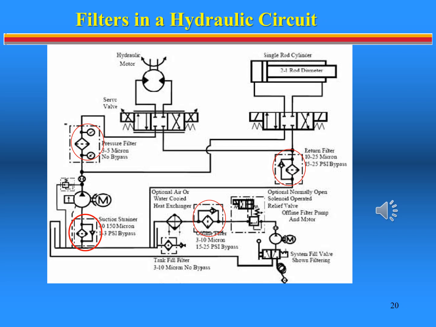Below the DCV on the right at point 3, you have a return line filter, and number 4, which is protected by a bypass check valve. On the lower right side of the drawing is an offline kidney loop filtration system. On the very lower right side of the reservoir is the symbol for a filler breather cap that also has a filter element to clean the air that enters the reservoir.